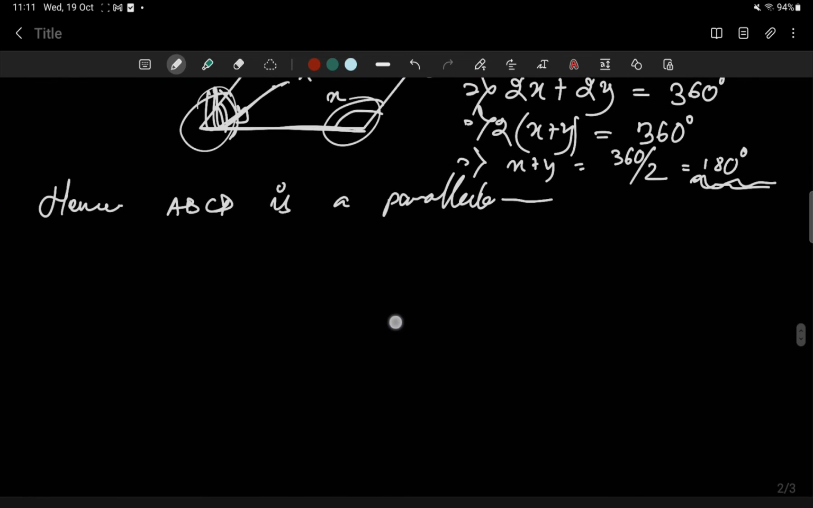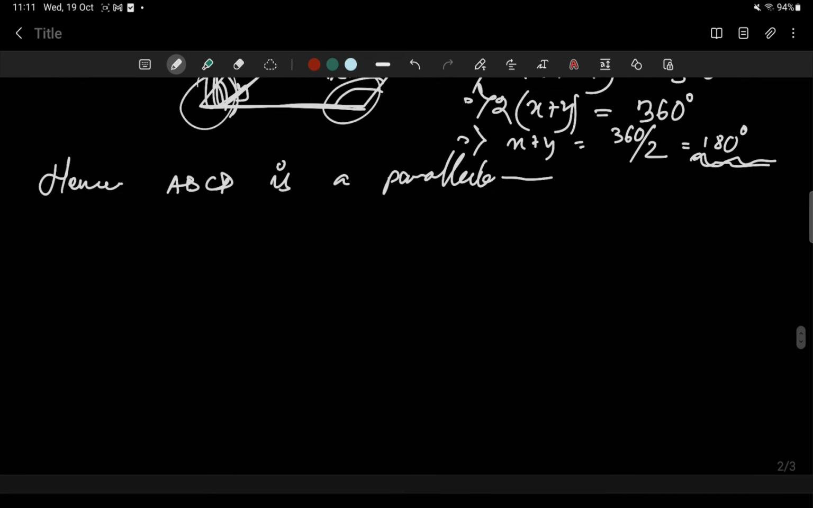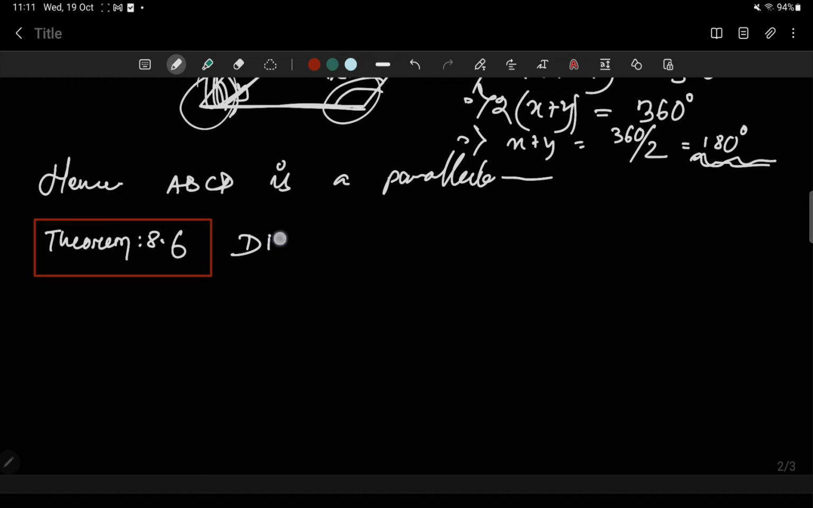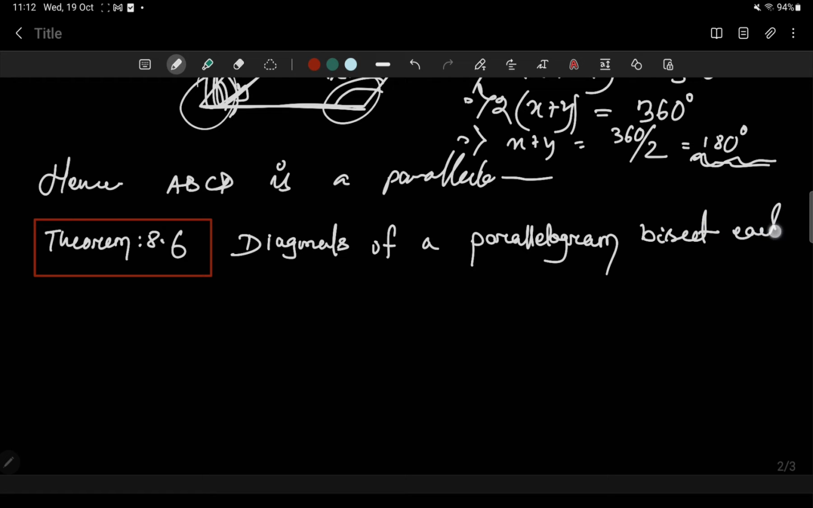Now comes theorem 8.6. Theorem 8.6: the diagonals of a parallelogram bisect each other. Okay, the diagonals of a parallelogram bisect each other. What does that mean?